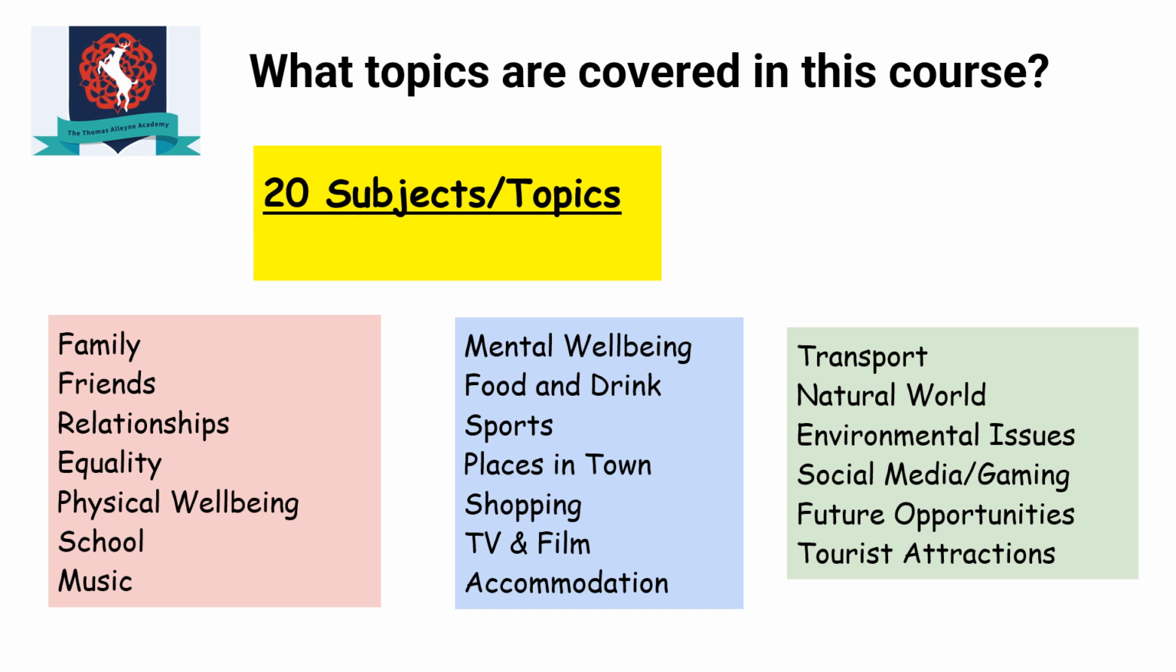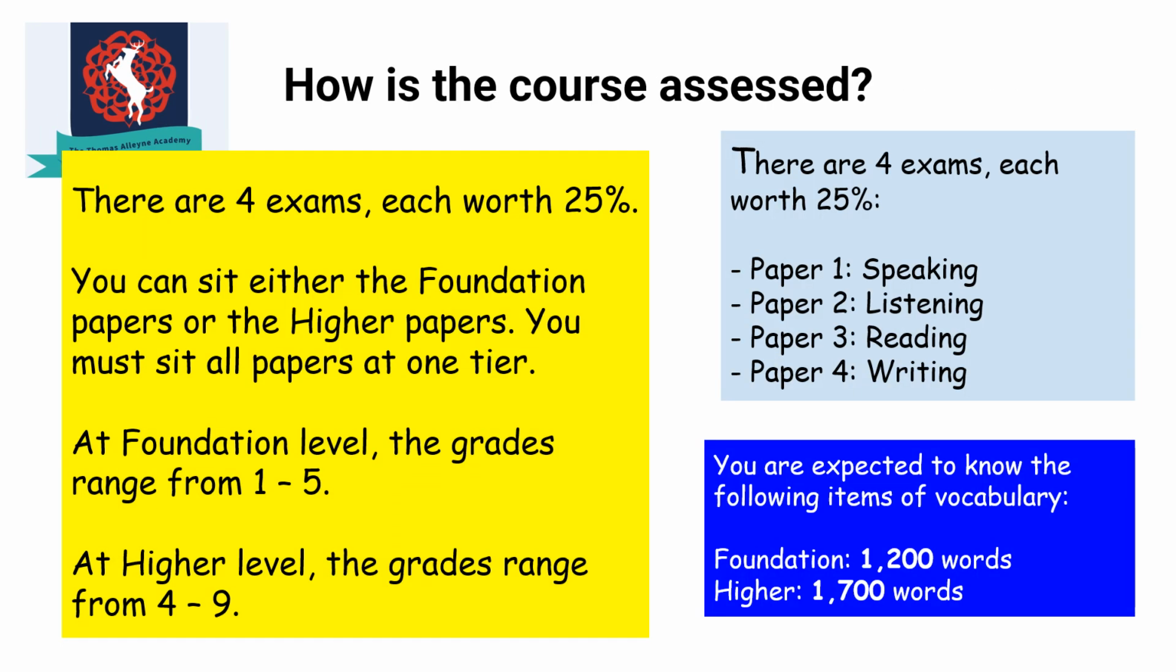So here are all the subtopics, the vocabulary you will be studying throughout the GCSE. So there are 4 exams in this GCSE. Each paper is worth 25%, and you'll be studying all the 4 language skills. So there's going to be 1 paper per skill. Paper 1 is the speaking, paper 2 is the listening, paper 3 is the reading, and paper 4 is the writing.